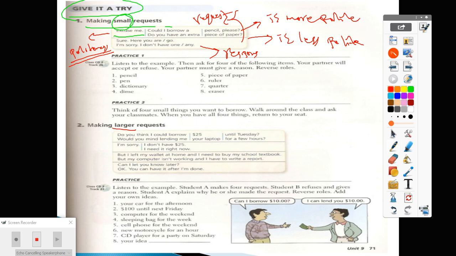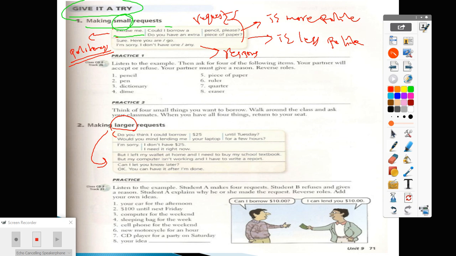I'm sorry, I don't have $25. I need it right now. Now, why do we name it larger? Since it's the same as the first one, it's larger now because you give reasons why you want to borrow.